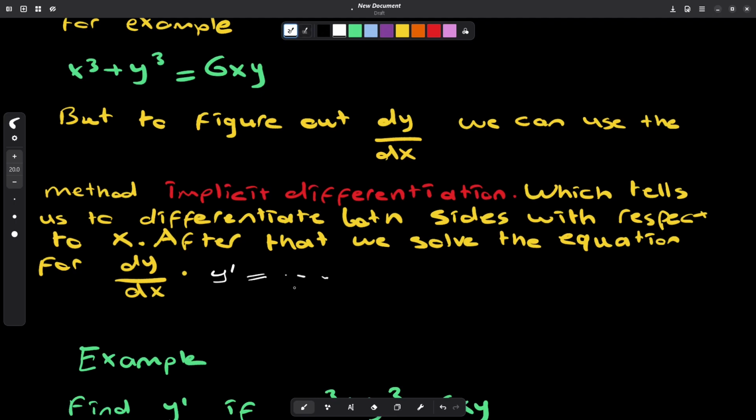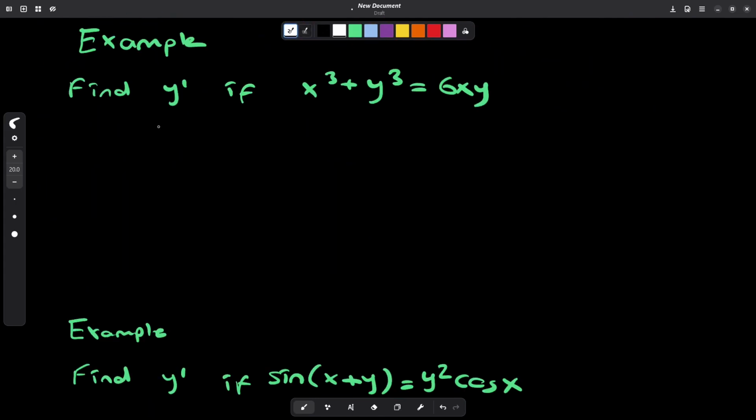Example, find y derivative if x cubed plus y cubed is equal to 6 multiplied with x multiplied with y. Clearly an implicit form, because I cannot leave y alone with algebra. Therefore, I have to differentiate this implicitly. How am I going to do that? We will differentiate everything, both sides, with respect to x.